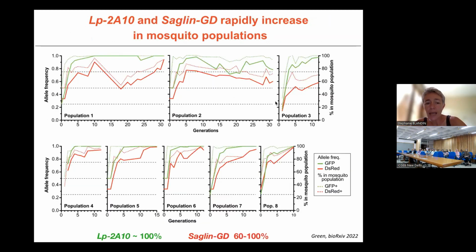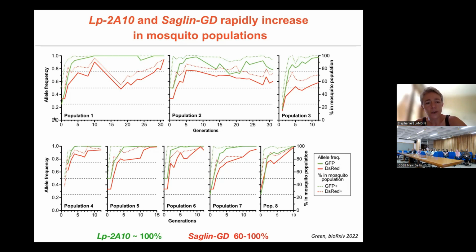So here you have 8 populations where this has been created. Actually, there are 2 populations that have been done right from the start, and population 3 to population 8 are mosquitoes that have been collected at some point during this process to start new populations in different strategies, but I don't have time to enter into the details. So just look at the allele frequencies. The continuous lines, green is for the LP2A10, and red is for the Saglin gene drive, sorry.